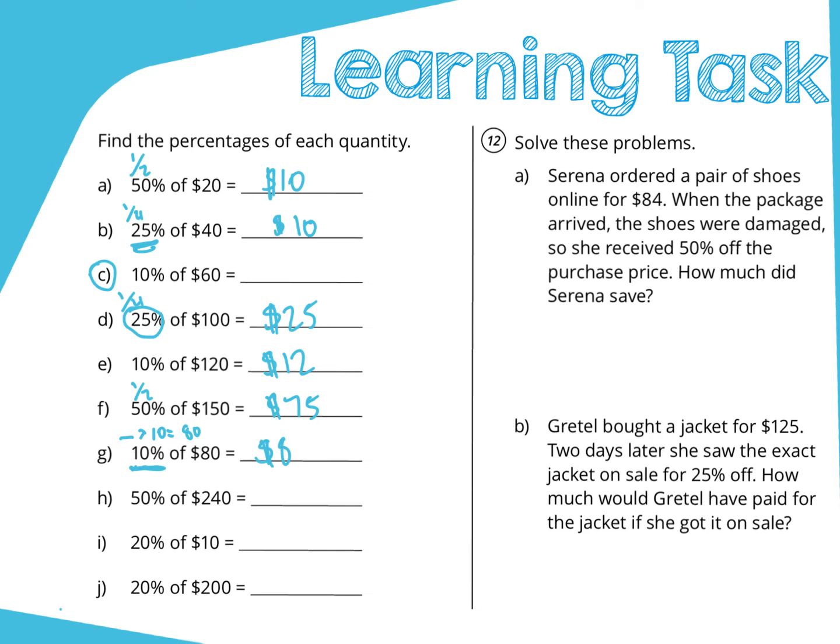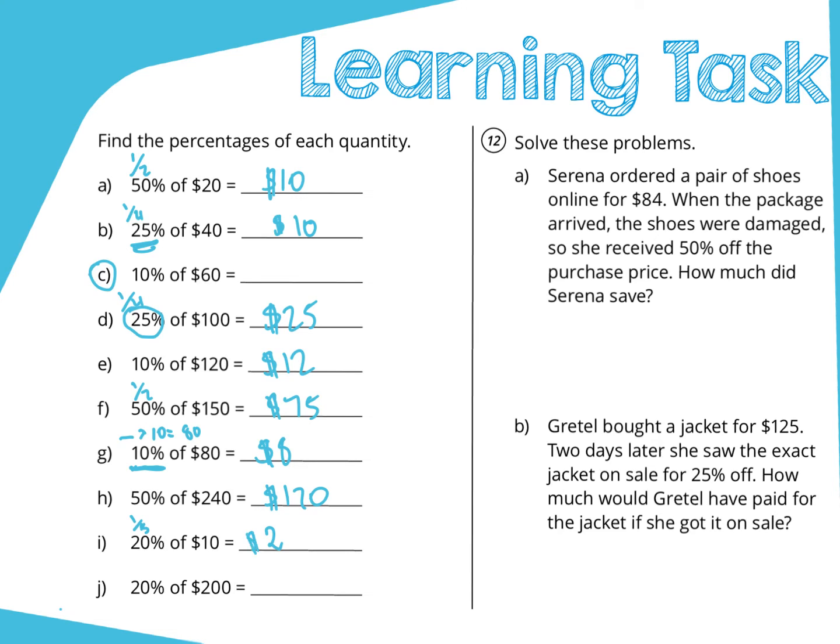50% of half of 140, of course, is 120. 20% of $10. So what that's saying is, if I break up, this is 1/5 of $10. So if I was to break that in half, it would be $2.